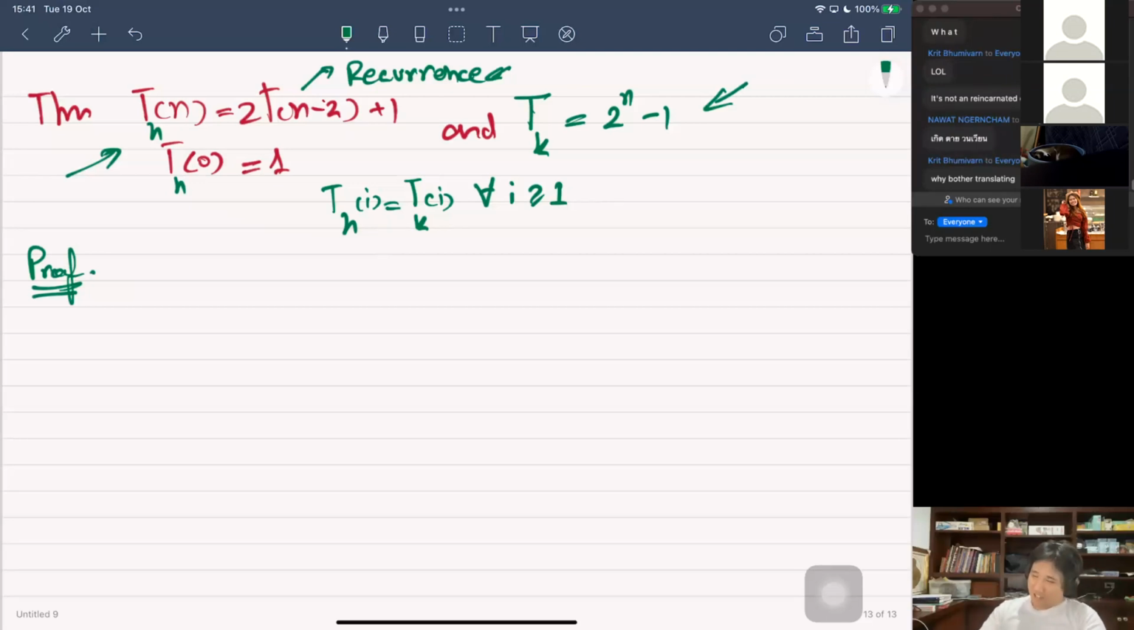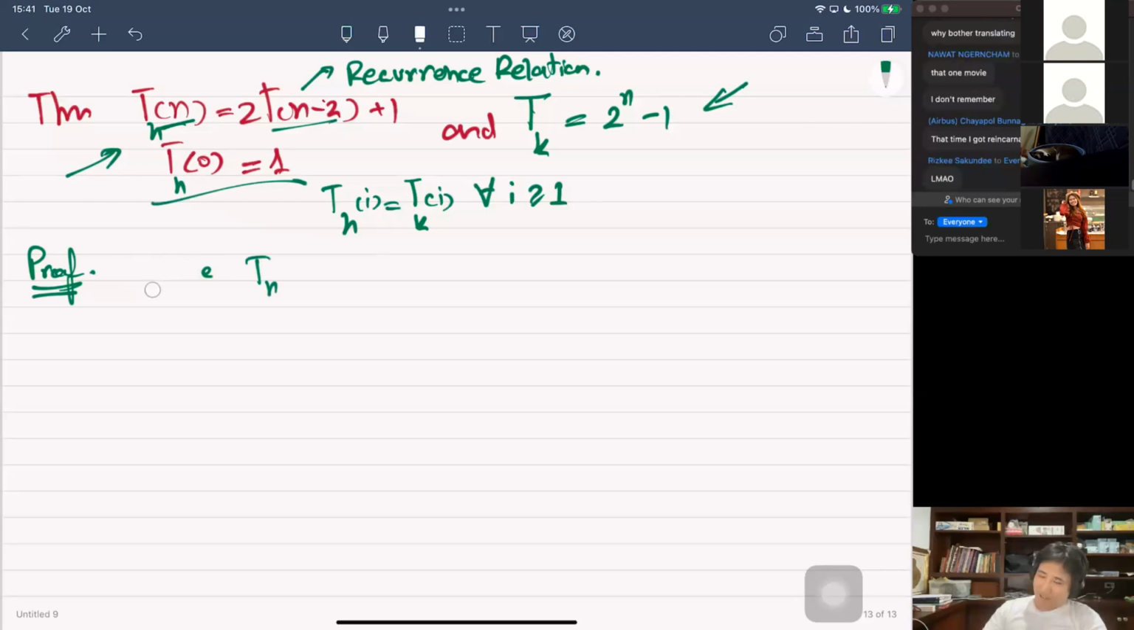Okay, the actual English name that everyone knows is called recurrence relation. It means that your function depends on whatever your friend returns. It's like recursion as well. So the proof, the base case is easy, right? Base case, I think everyone agrees. T of 0, you plug 0 in.